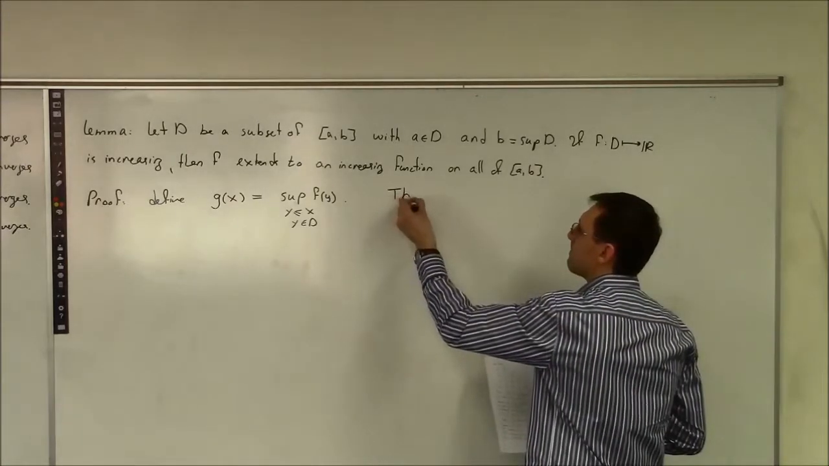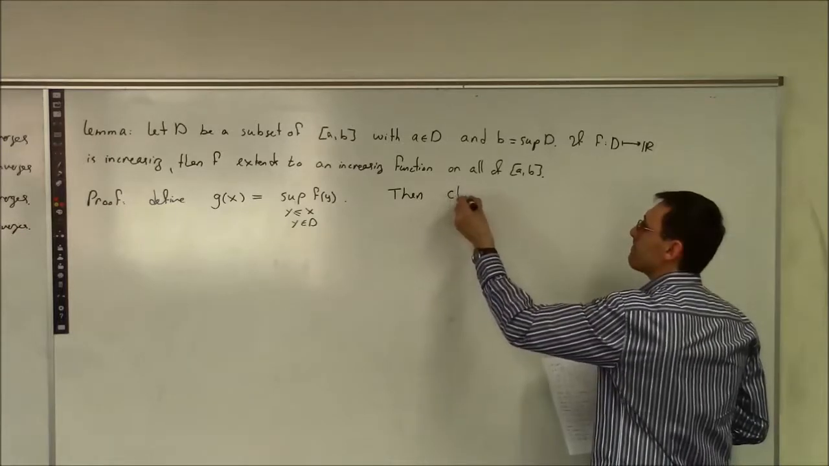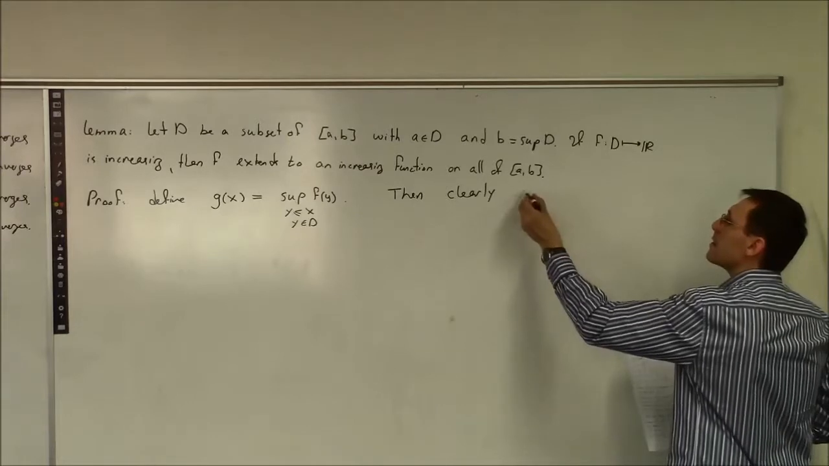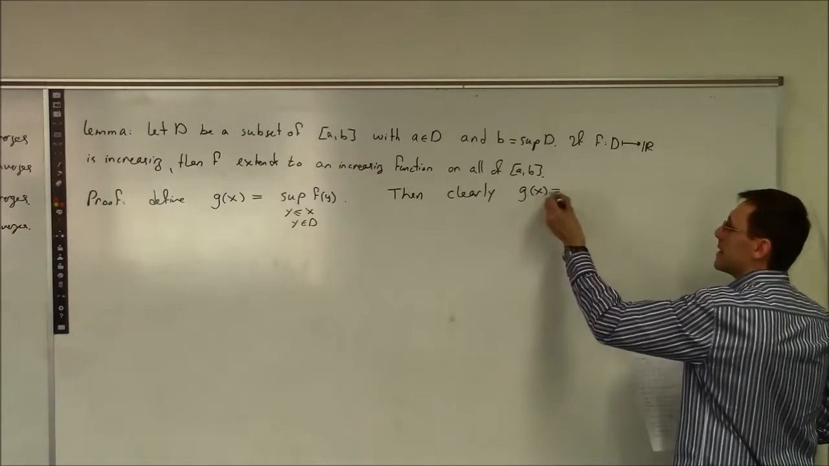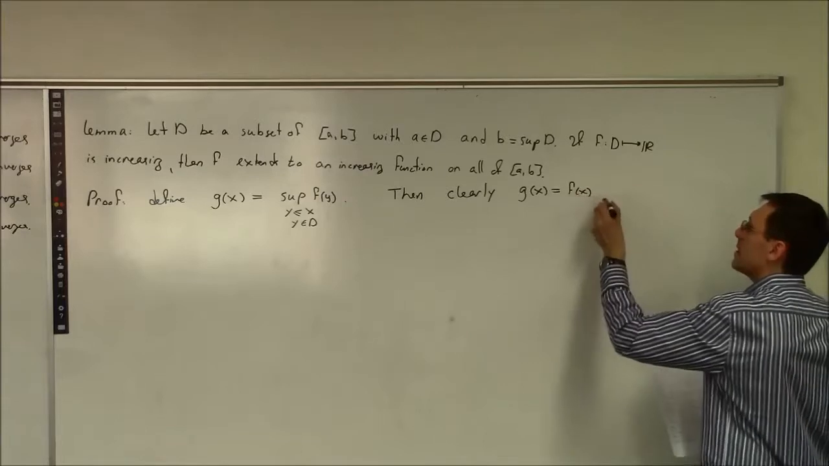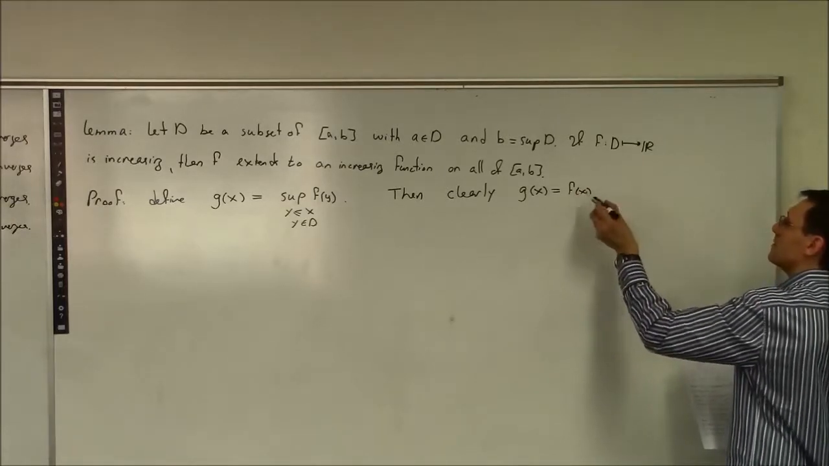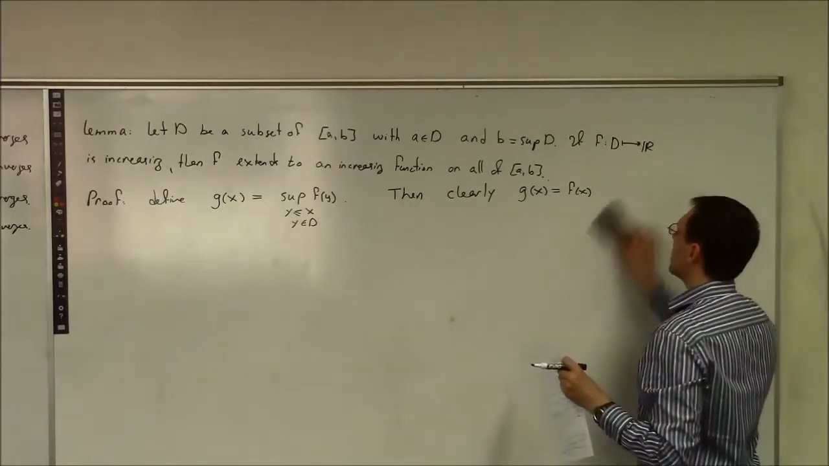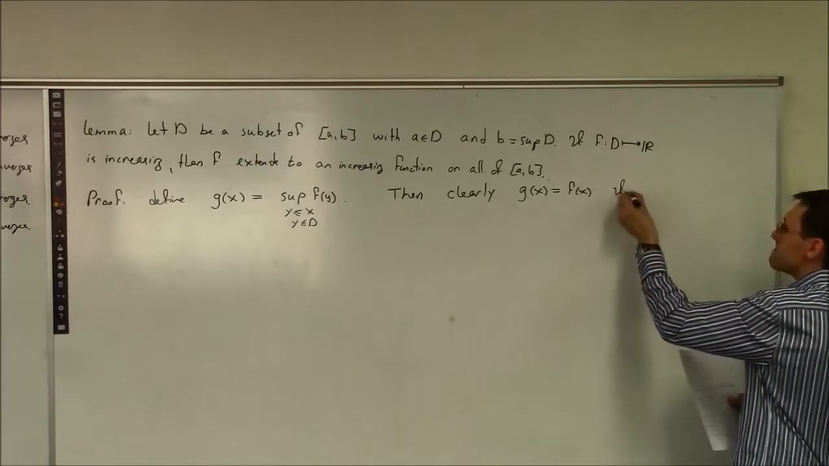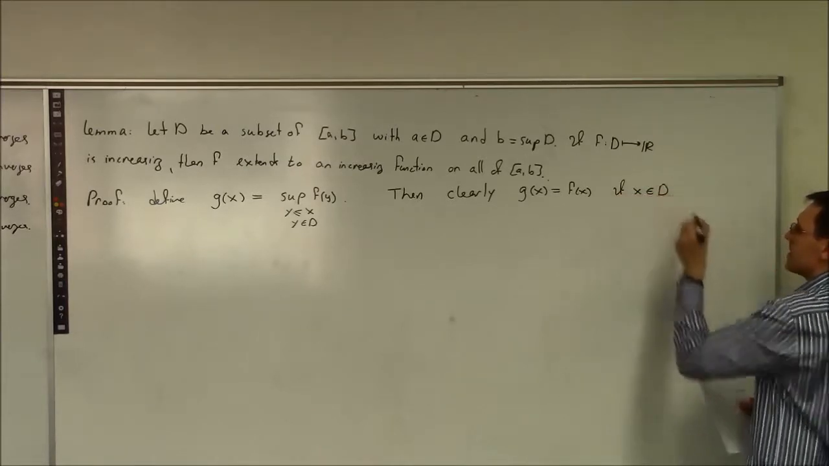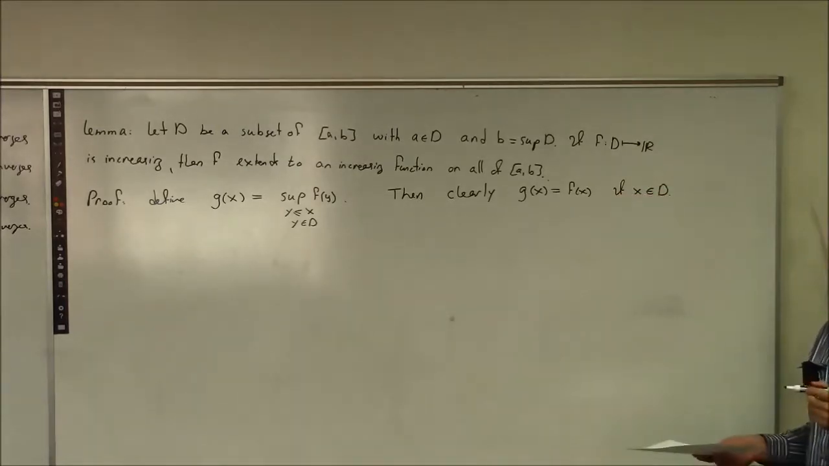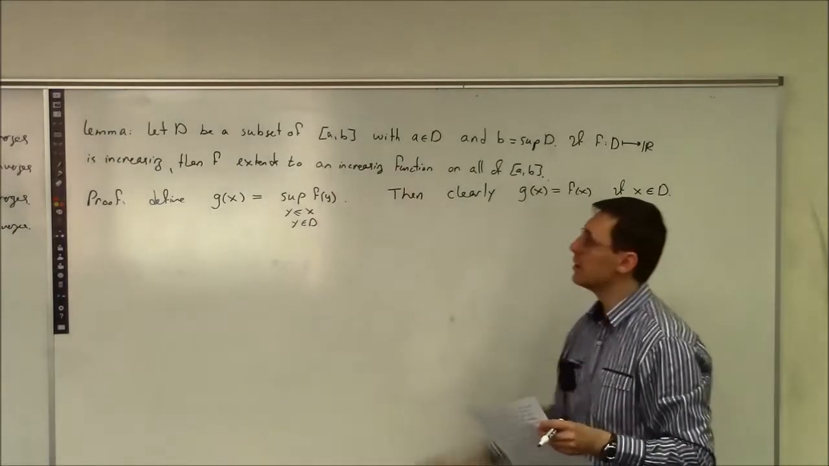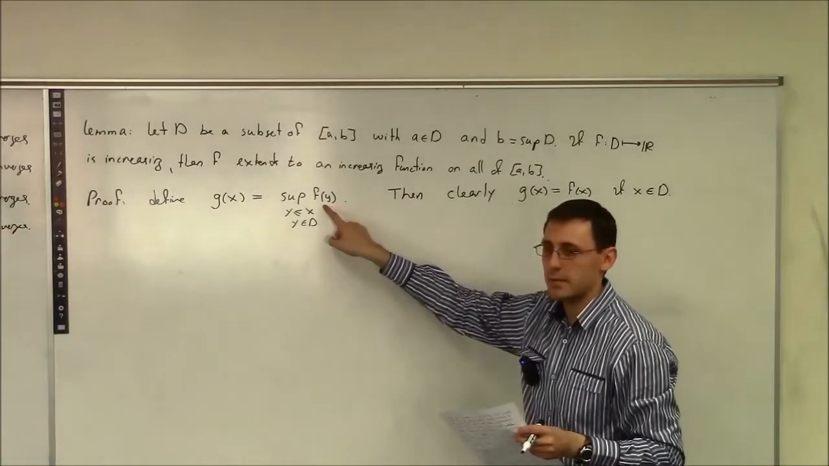Then clearly g of x is equal to f of x if x is in D. You see that, right? Because we have less than or equal to, you just pick that point. And the function f has to be increasing, otherwise that would not work.